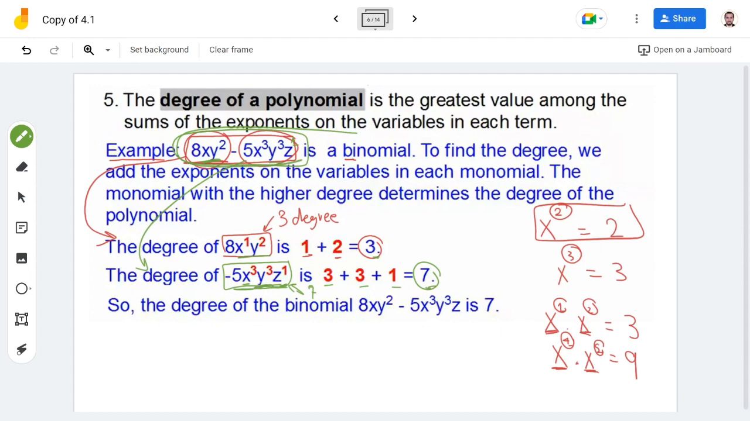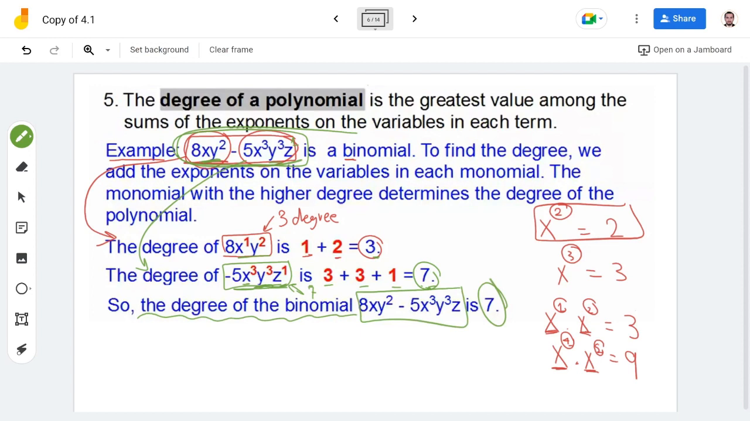Is it 7 or 3? 7. So now we can say that the degree of the whole binomial is equal to 7. Always we take the bigger, or let's say the greatest degree.